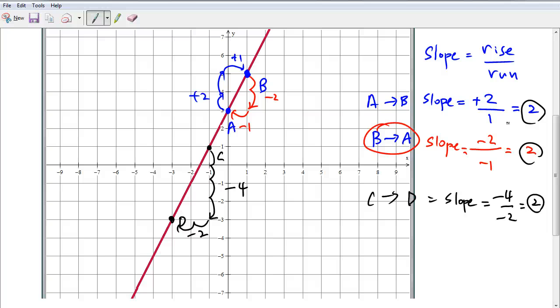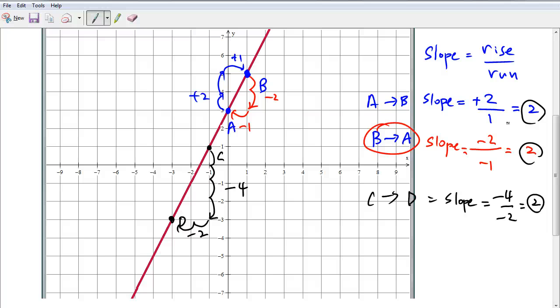Yes, sir. Because if you go up and to the right, it's going to be positive, and if you go down to the left, it's going to be negative. When you divide both of them, it's going to be positive again. Yeah. Mina, did you want to say something?